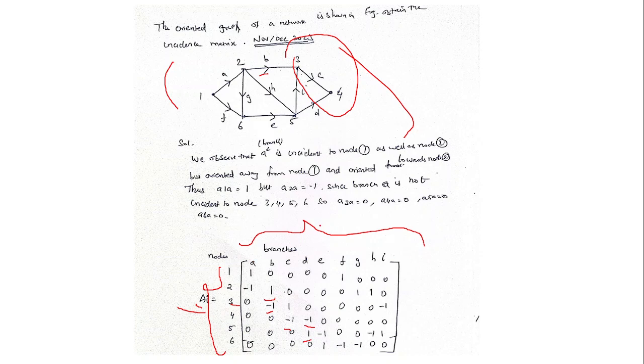One more important thing: if I add a column, I will get 0. Each and every column, if you add it separately, you will get 0. That is the advantage of the incidence matrix, so we can verify the incidence matrix like that.